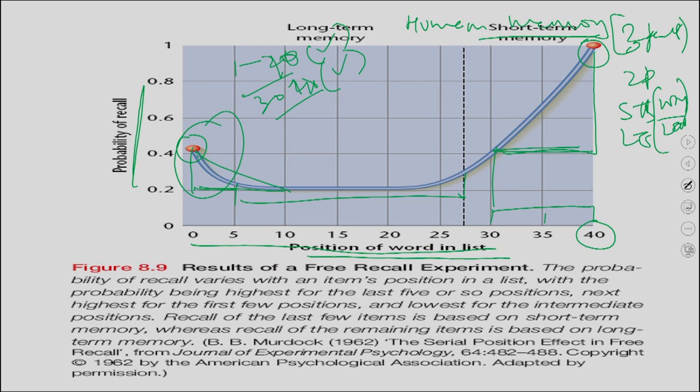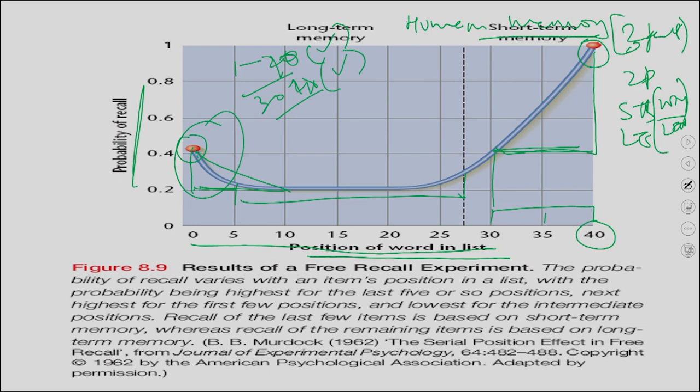Items number 30 to 40 are still in the short-term store, and they are still being repeated. Since you have just encountered these items while learning the list, and you are still repeating them, they will stay current in the store, and the chances are that you will remember them more.